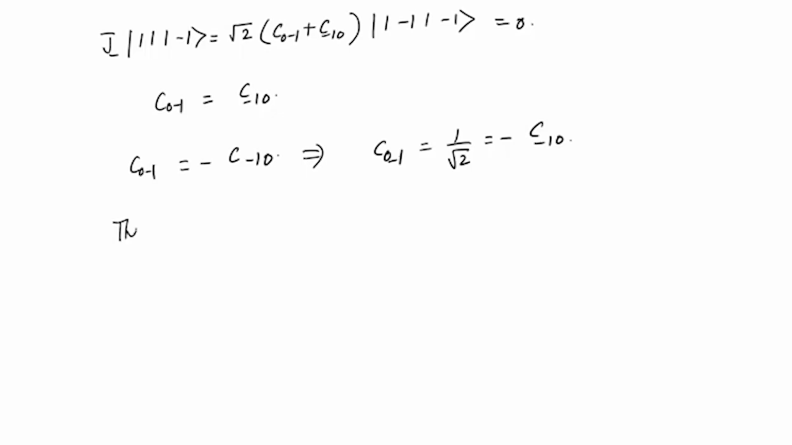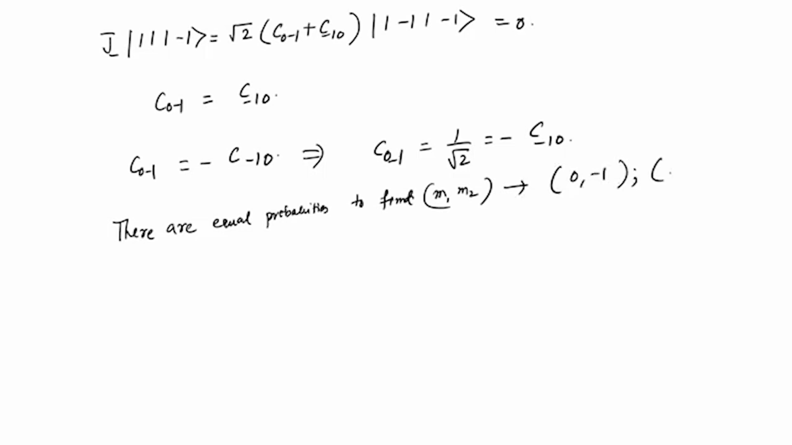So, that means that there are equal probabilities, because these two mod squares are equal to half, there are equal probabilities to find M1 M2 in the 0 minus 1 and minus 1 0 states, and so on. Okay, that is the way to find the Clebsch-Gordan coefficients, and let's take another example.